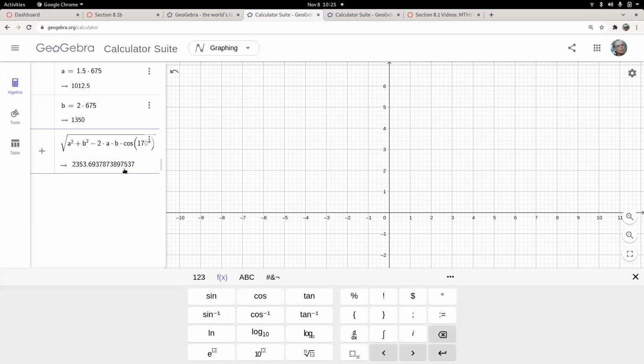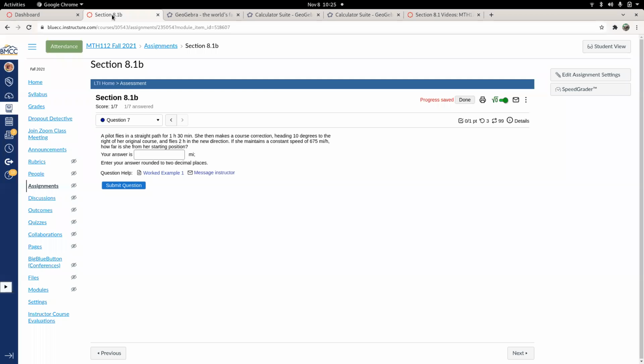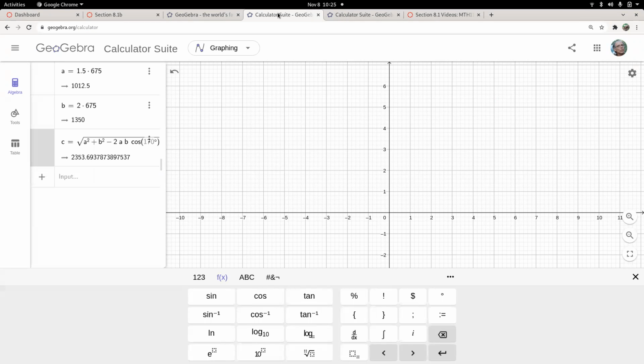And so I get that distance in between if she went, let's see, 1,112.5 miles, followed by a slight 10-degree turn, and another 1,350 miles. Altogether, it should be a little less than those two combined, which it is. Good. 2,353.7. How many decimal places does this want? 2 decimal places, sure. 2,353.69.